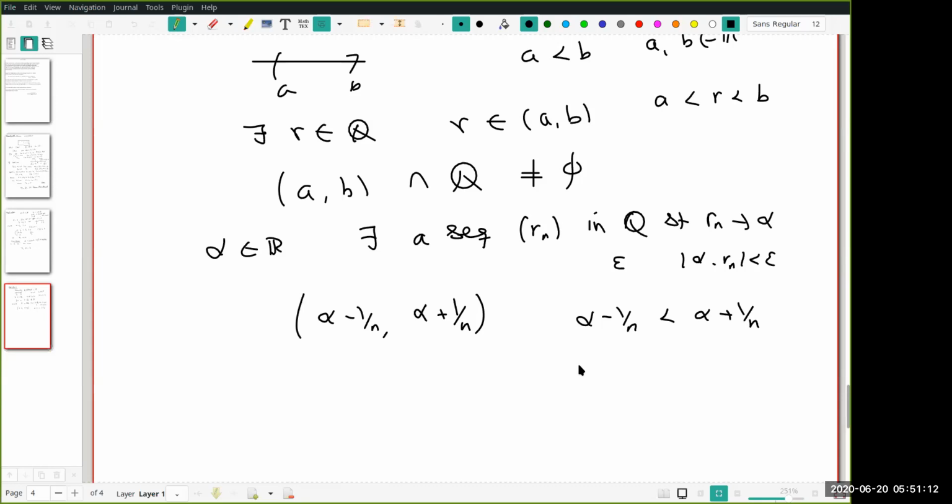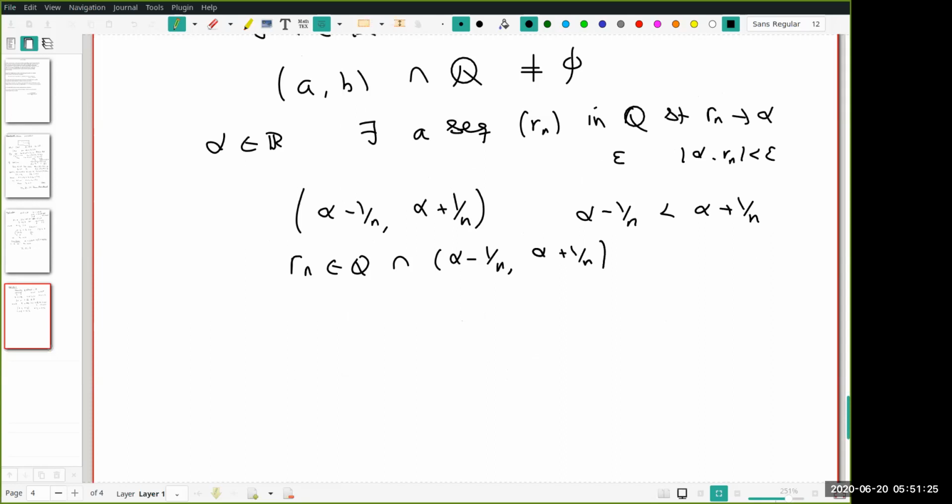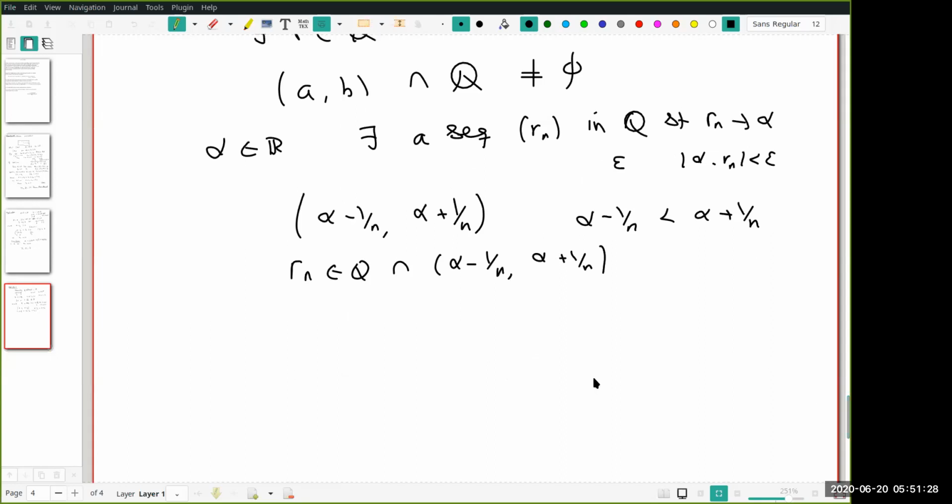Right? Okay. By the density of rationals, therefore, I know there is a rational number Rn which is in this interval. Very good. Now, I have a sequence of rational numbers Rn. What do I know about this? I have alpha minus 1 by n is less than Rn, which is less than alpha plus 1 by n, because Rn lies in this interval.